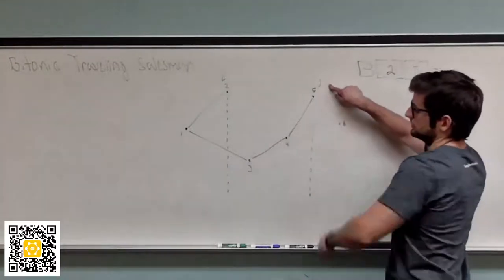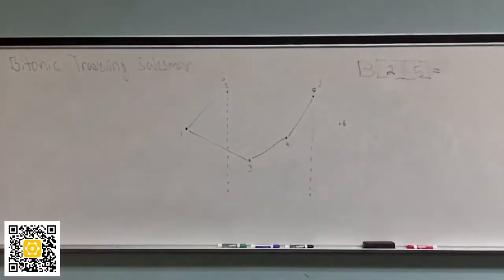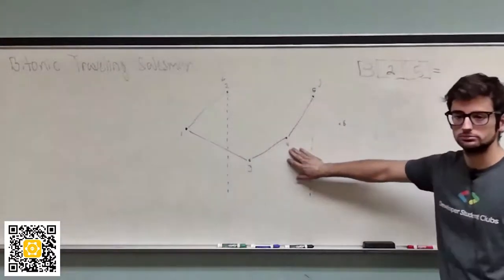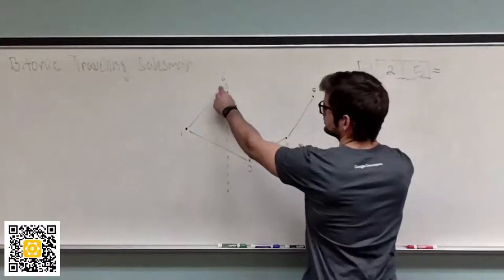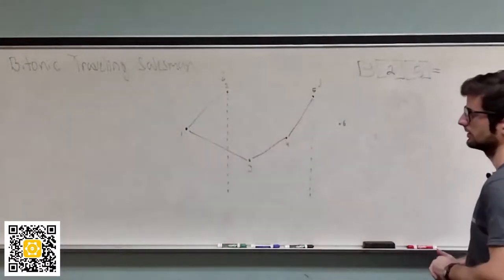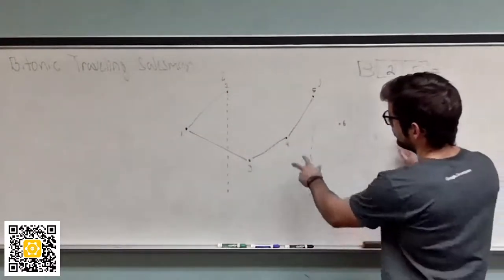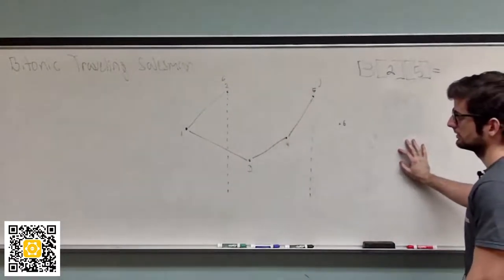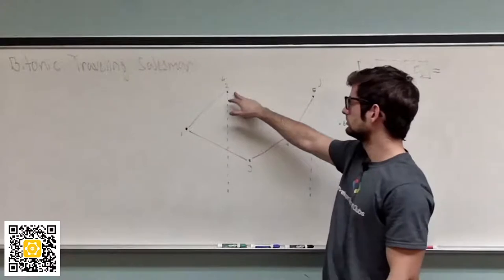J minus 1 is going to be equal to 4, correct? Let me bring my live stream back up so I can see myself. All right, cool. J minus 1 will be equal to 4, so it's this value right here. And I is at 2. We know that 4 must be connected to J because I cannot go from 2 to 4.